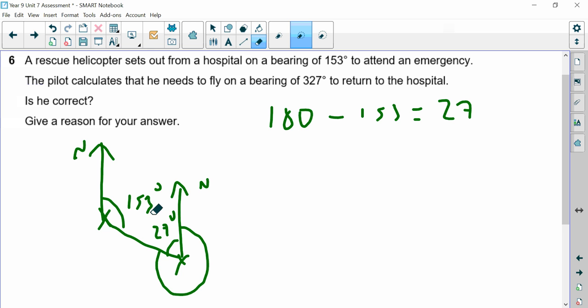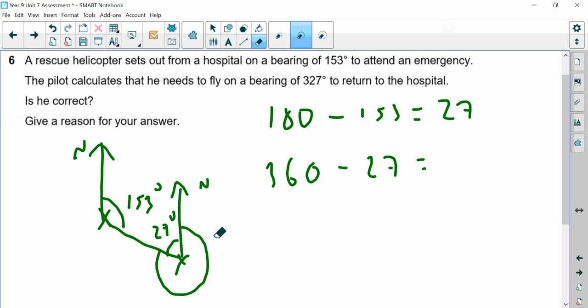And then, thinking about the bearing that I actually want to travel from the incident back to the beginning, well, you can see that's angles around a point. So we need to do 360 take away our 27. Now, there is a shortcut that you might be able to do just by basically adding these up, so adding those two, but we're not going to do that. We're going to do it this way.